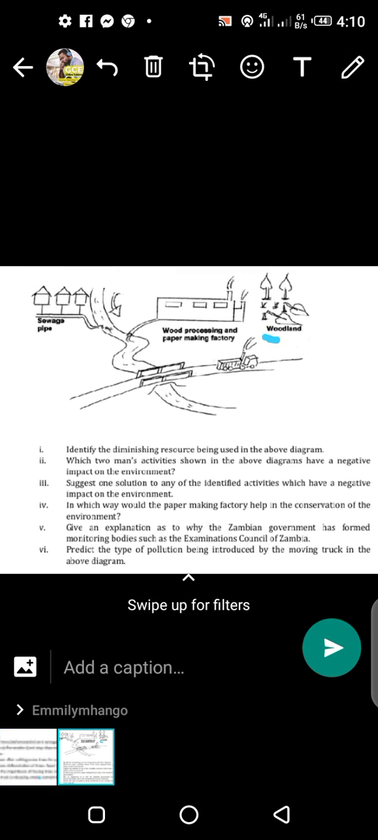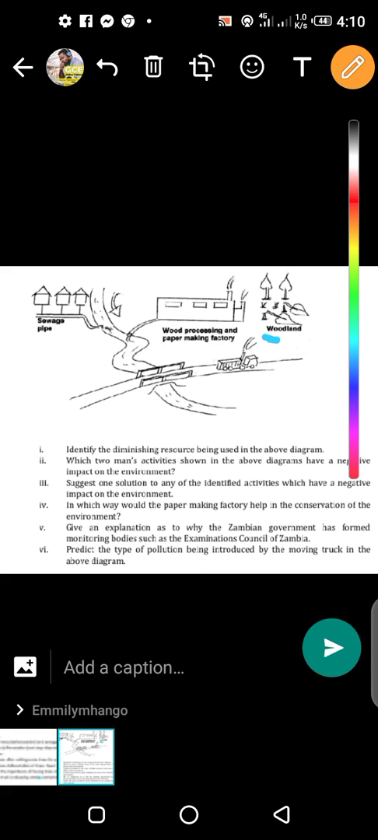So let's go to the next question, the last question, which is question 6. Predict the type of pollution introduced by the moving car in the diagram. Can you see a moving car? This is a moving car, guys. The moving car is this one here. Can you see it? It's moving. As you can see, that moving car is a truck. It's moving and it's producing gases in the air like that. So it's causing air pollution. Can you see all those gases coming out from the opening as the car is moving?